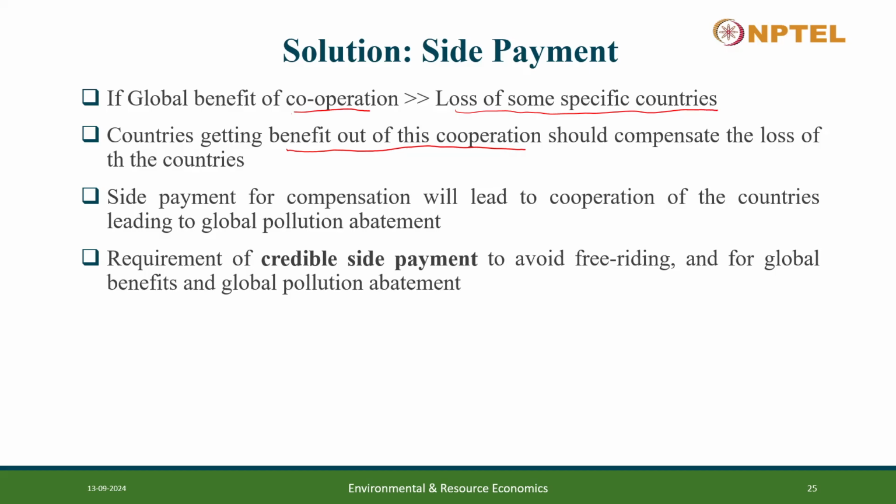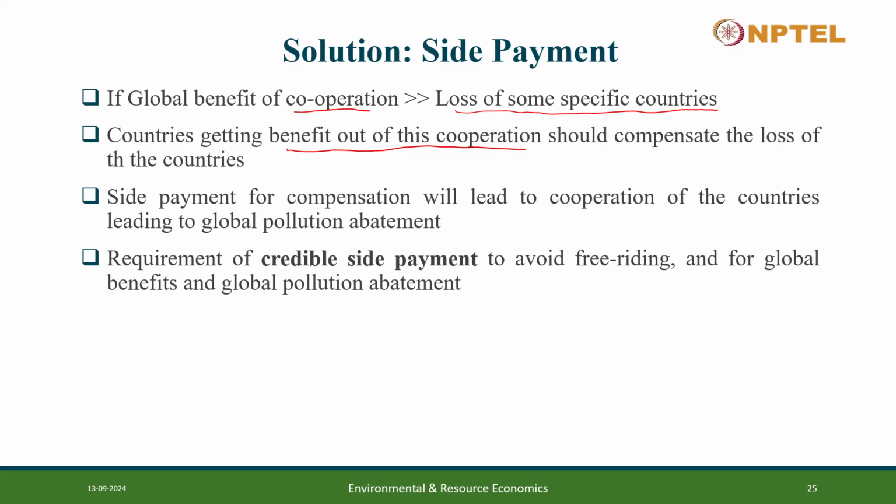The probability of natural disasters, flood, earthquake, etc., will also reduce when we try to focus more on the mitigation of climate change, right? So when all the countries come together, then there is global benefit.